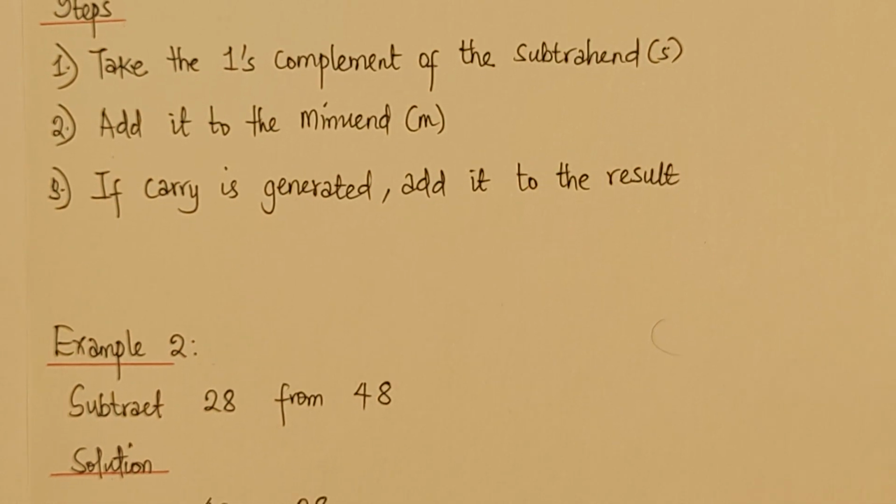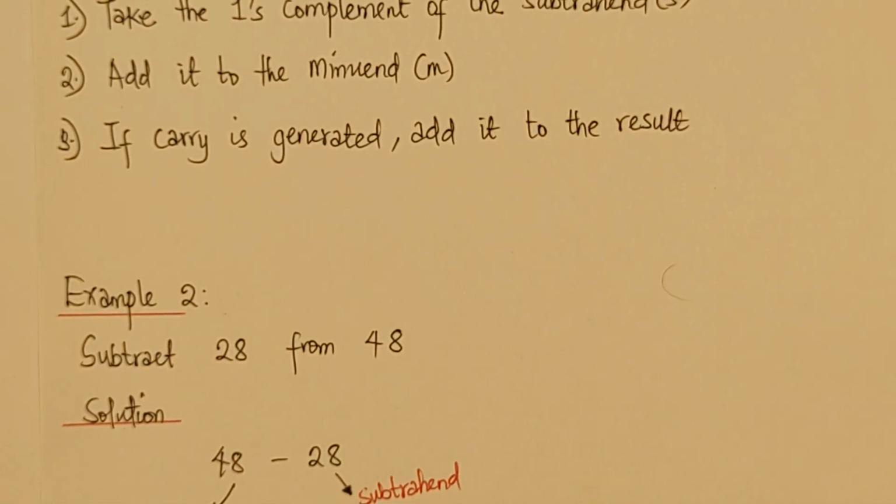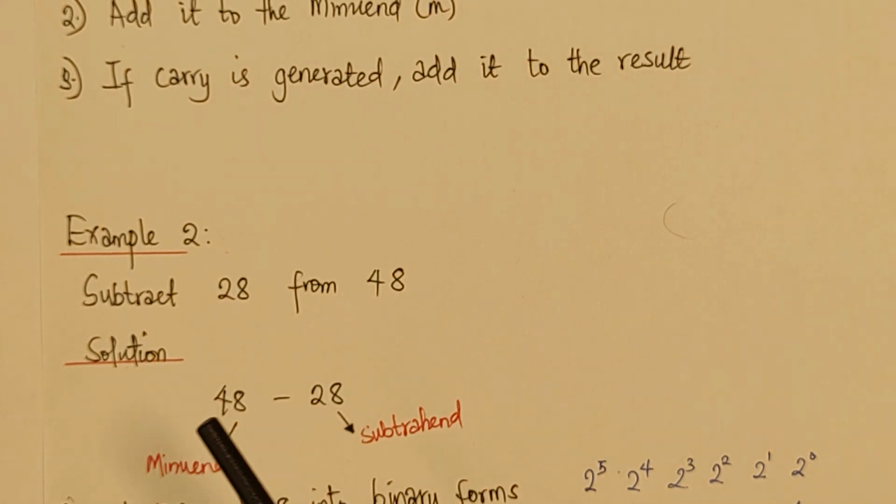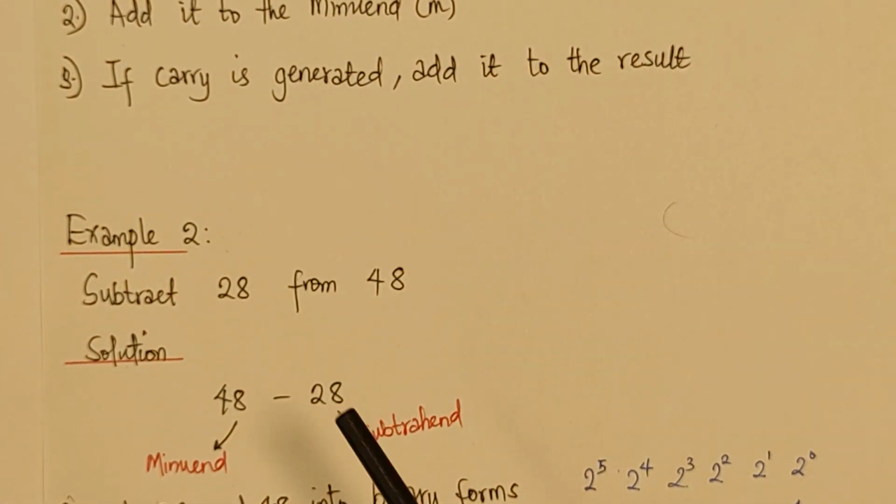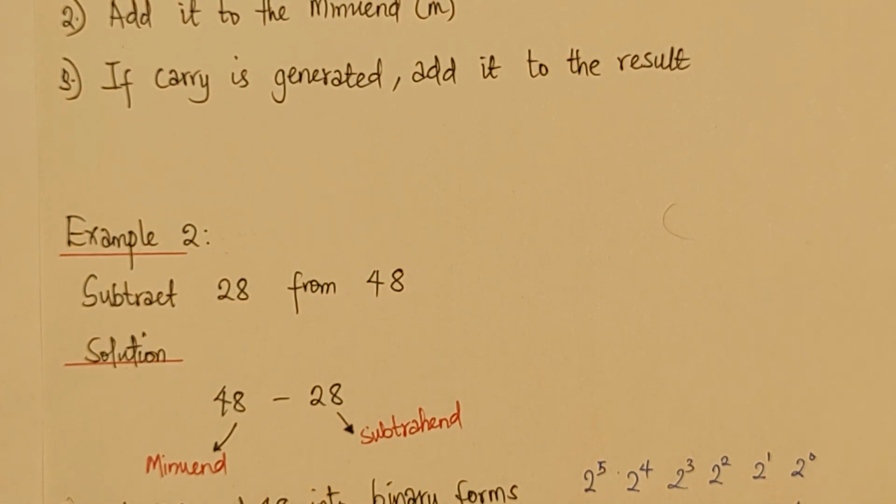So we are asked to subtract 28 from 48. So we are going to first of all spread the value where we have the minor end to be 48 and the suprahand to be 28. So we are going to convert the 48 and 28 into binary form.